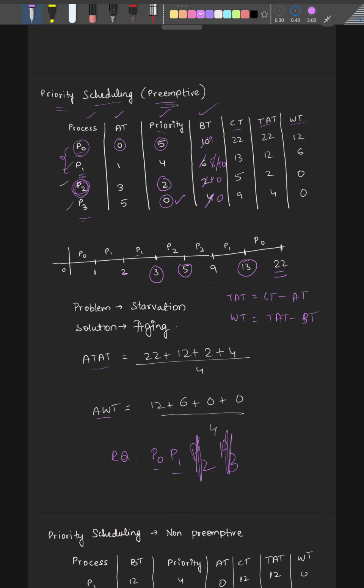In this, there will be one problem, which is starvation, and the solution for that is aging. This is one important concept to know about priority scheduling if they ask you in the exam.